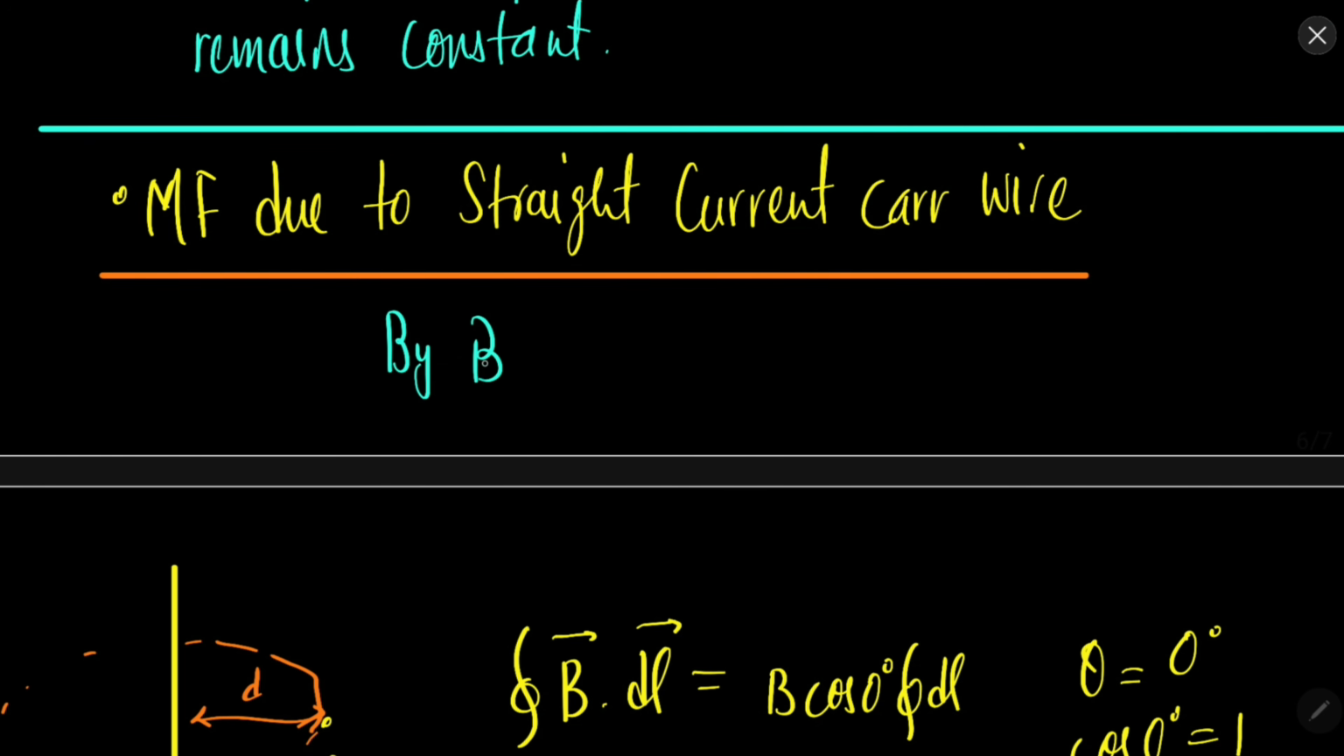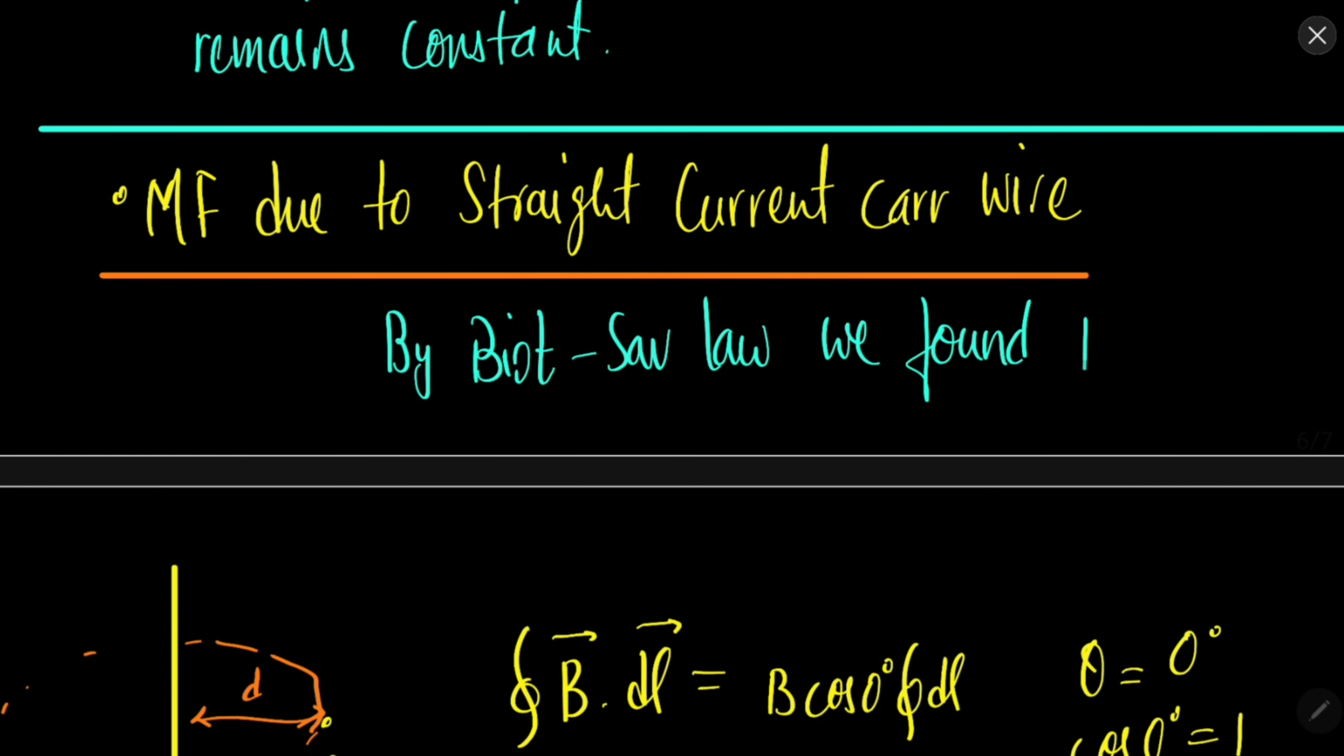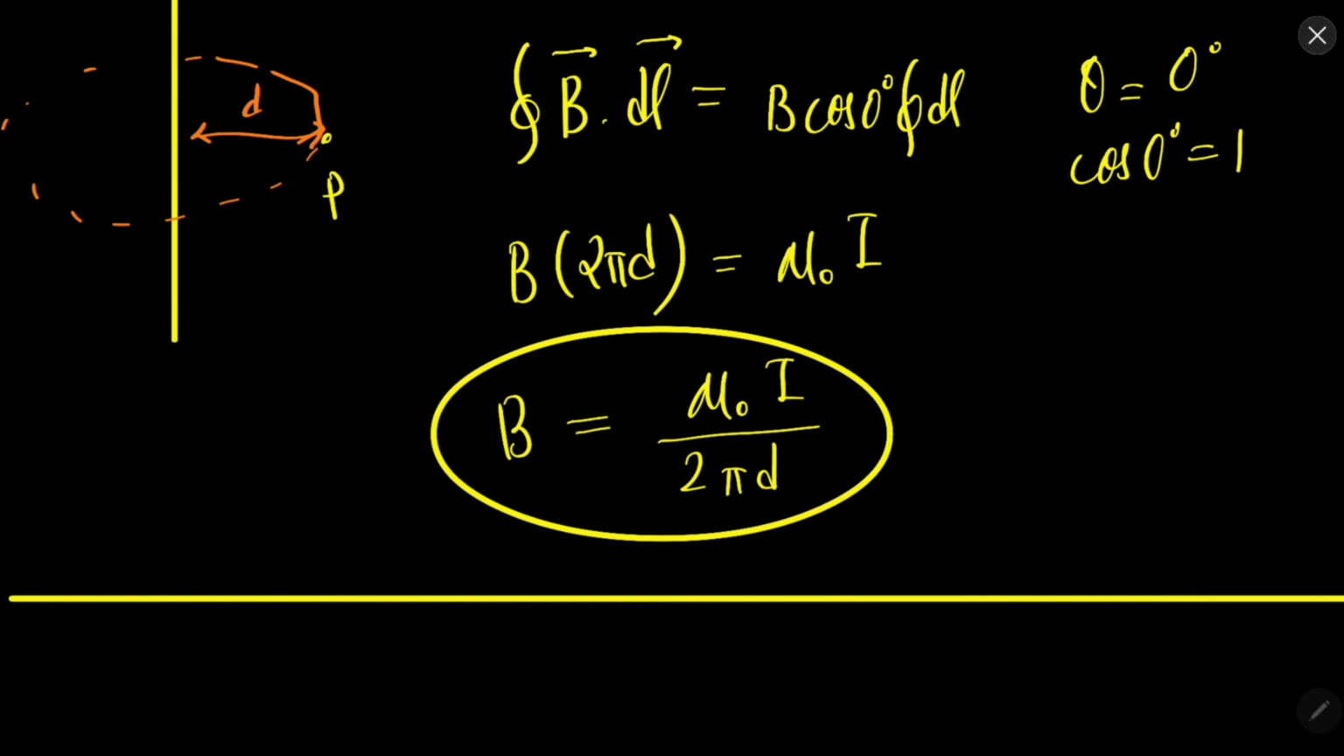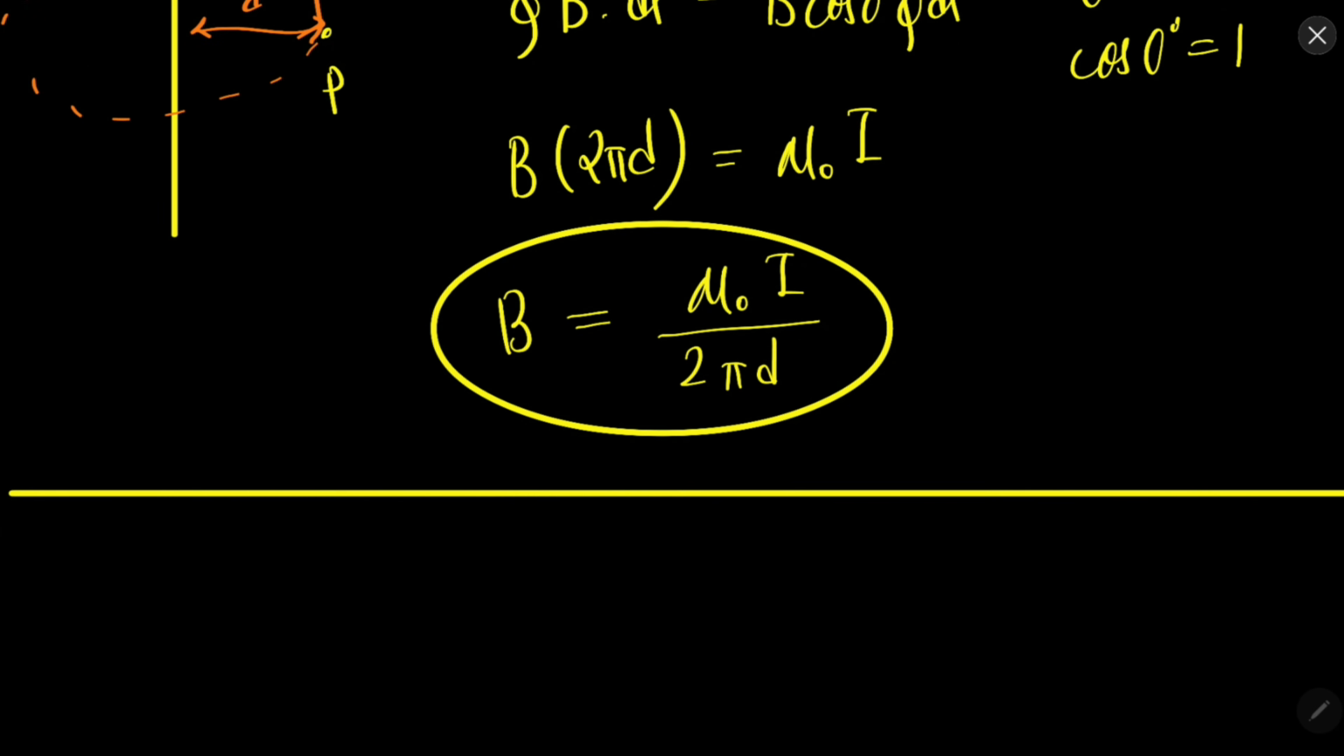By the Biot-Savart law we found B was equal to mu naught I over 2 pi d. So we have found the same value here using Ampere's law.